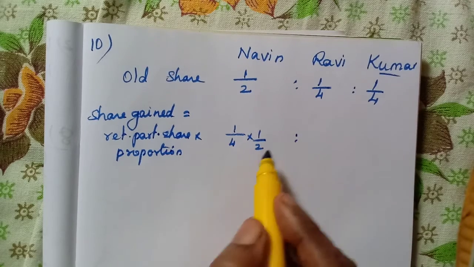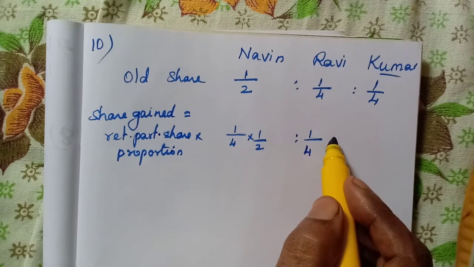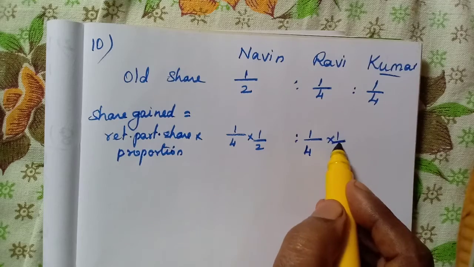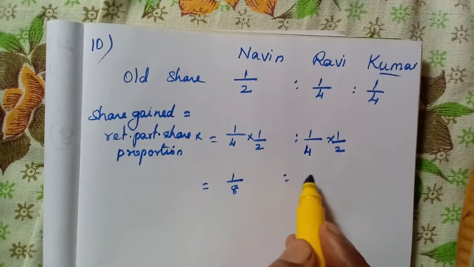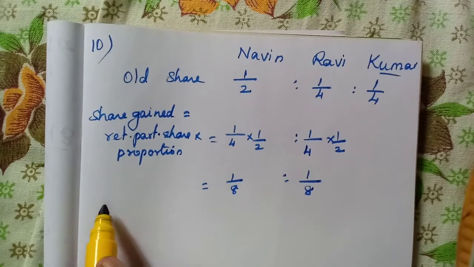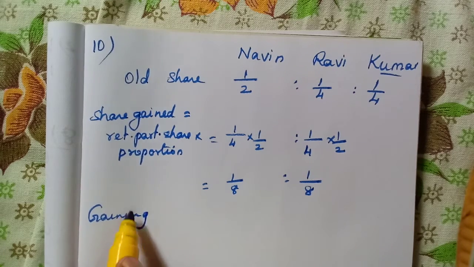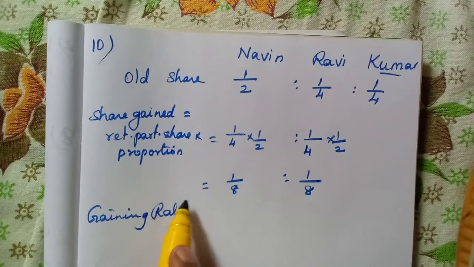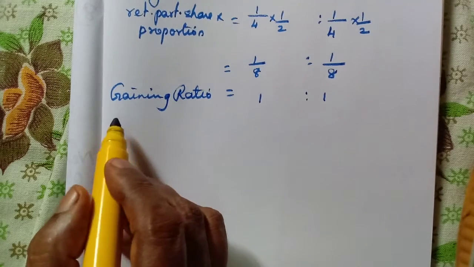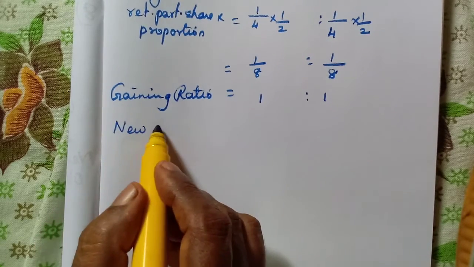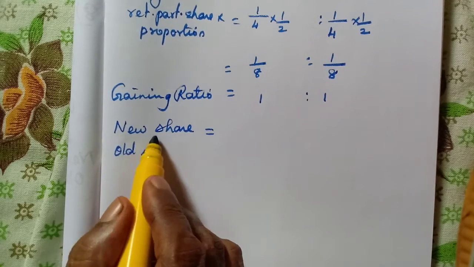Here Ravi, 1 by 4, retiring partner share, 1 by 4 into 1 by 2. 1 by 8 is to 1 by 8. So gaining ratio is equal to 1 is to 1. Okay. Now we need to calculate the new share. New share is equal to old share plus share gained.